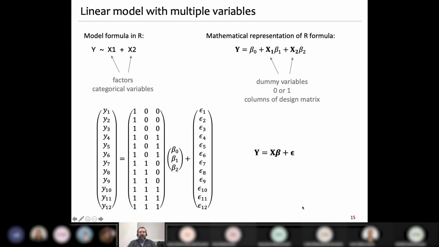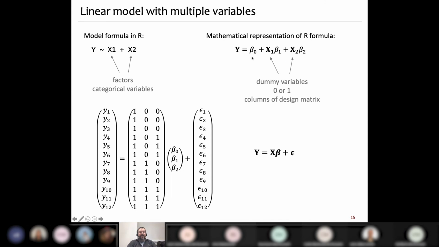The formula we are going to use in R is a simplified version of the actual mathematical formula where we simply skip the intercept. We always skip the intercept in formulas in R. Our formula would consist of two factors, x1 plus x2. In this case, that would be diet and sex. And the mathematical representation of this is as follows.